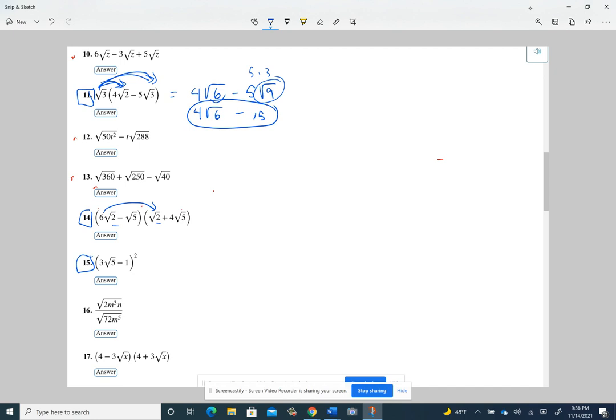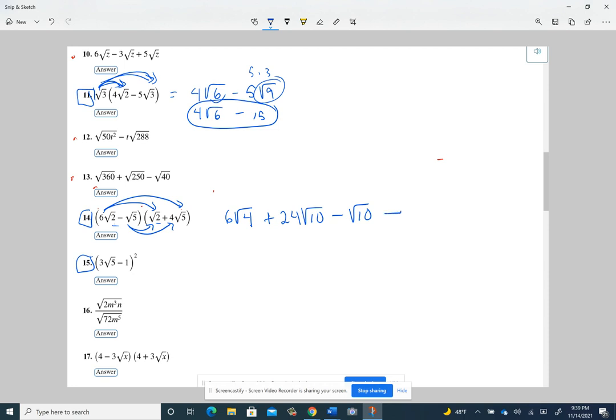So 6 square root of 2 times square root of 2 would be 6 square root of 4. Then when you do the outside 2, the 6 times 4 would be 24. The 2 times 5 would be 10. So you'd get 24 square root of 10, and that was a positive times a positive. Then I'm going to do negative square root of 5 times square root of 2, so it'll be minus square root of 10.